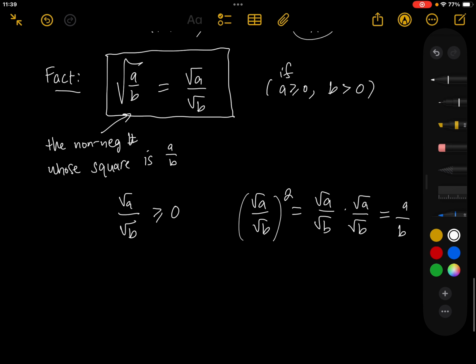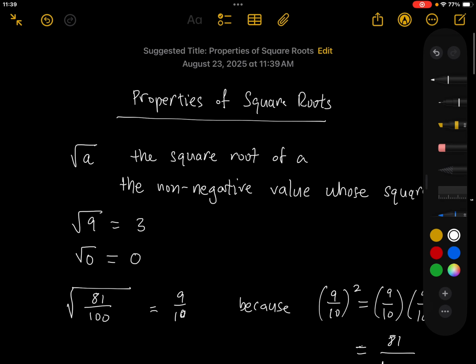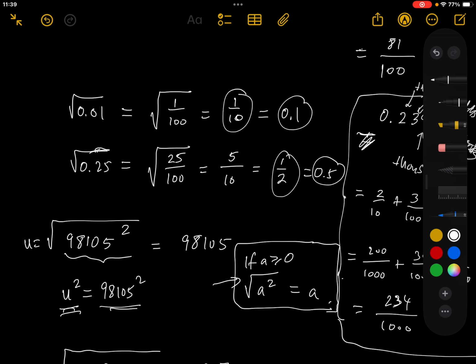So we actually have used that a little bit in the previous, like we didn't state it as a general fact, but you can see that if you had the square root of 1 over 100, it's 1/10, because 1/10 times 1/10 is 1 over 100.